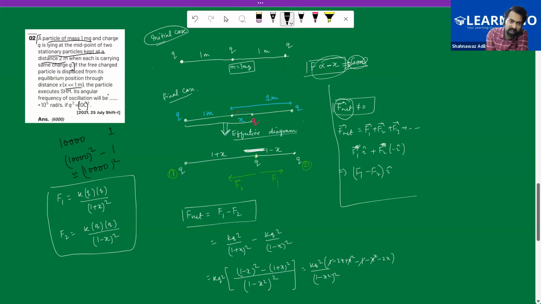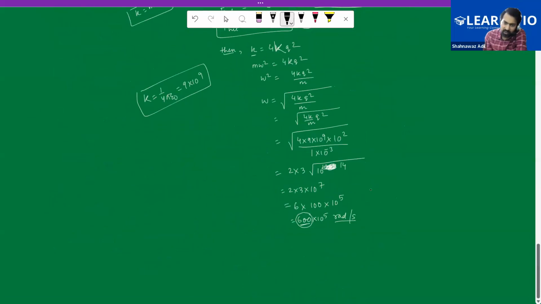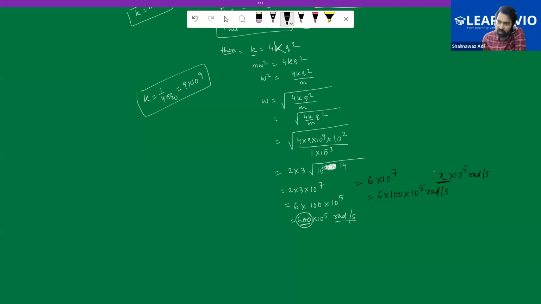Let's say that this is x into 10 to the power 5. What did we get? We have got 6 into 10 to the power 7. But the answer is x into 10 to the power 5 radian per second, right? So we take out 10 to the power 5 from here, and there would be two zeros remaining. Now if we compare with x, what is this x? X is 600, right?